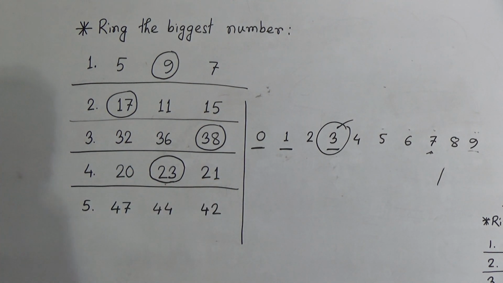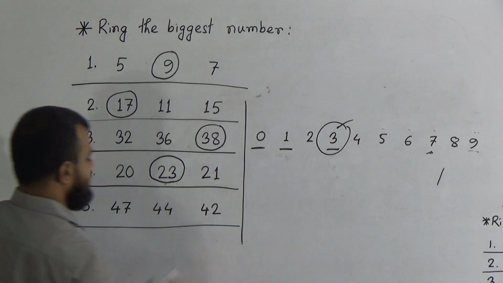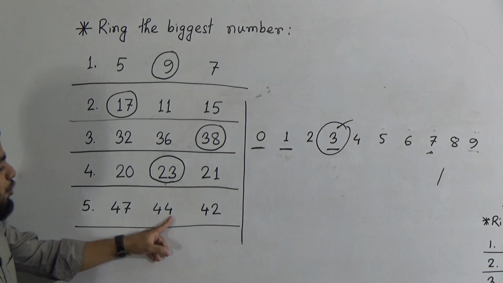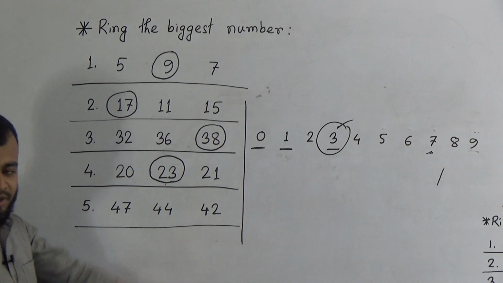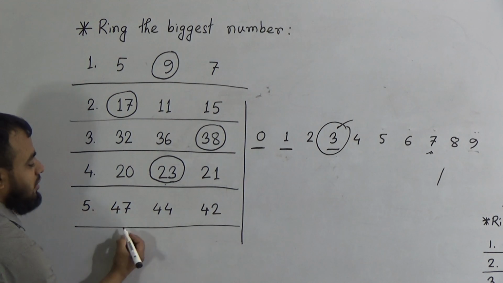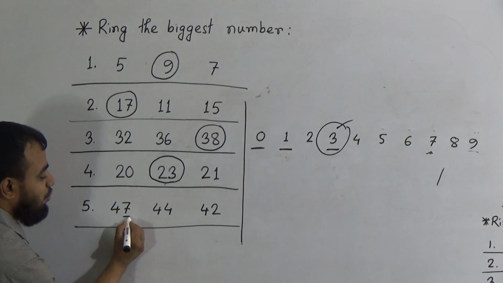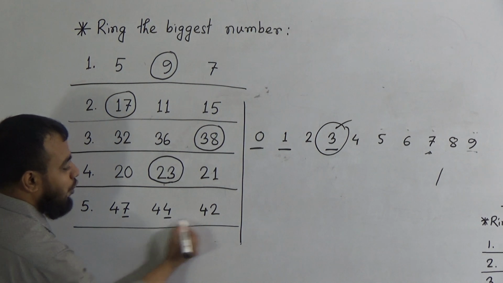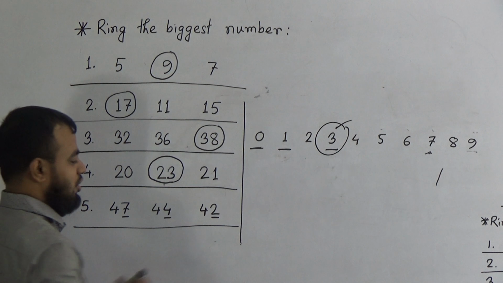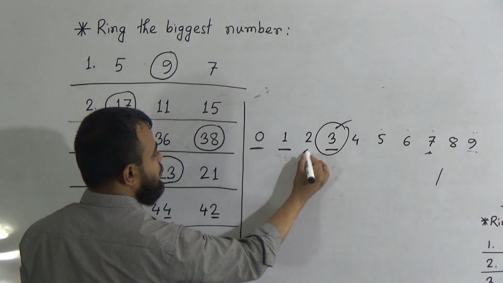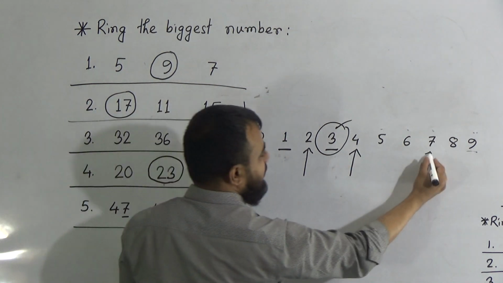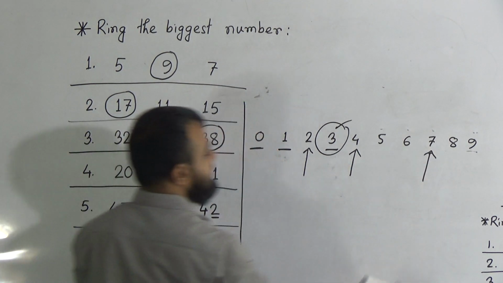Okay. Now the last question, the three numbers are 47, 44 and 42. Among these three numbers, which number is the biggest number we need to identify? We should compare only the right side digit. That means the ones place digits are 7, 4 and 2. Among these three digits, which one is the biggest one? Look, we need to compare. It's 2, it's 4 and it's 7. Among these three digits, which number is the biggest number?